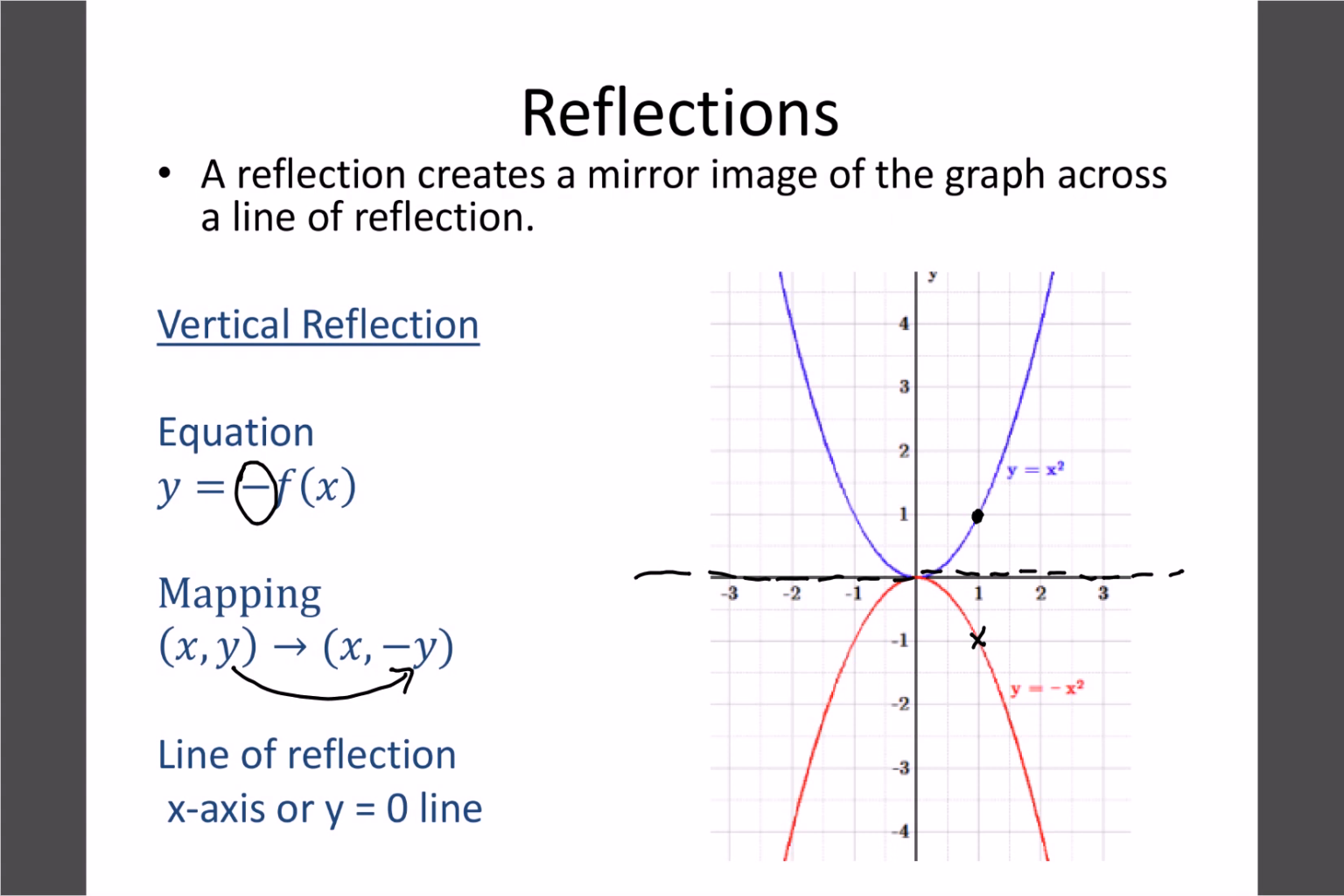Or sometimes they even say across the y = 0 line. If we were to graph y = 0 on our calculator, it would be a horizontal line right along the x-axis. And that's it. So you can see vertical is pretty simple, just a negative out front. On the equation, our original equation is y = x², and our new one just has a negative out front, so y = -x² gives us that vertical reflection.